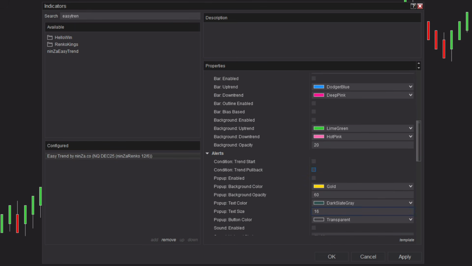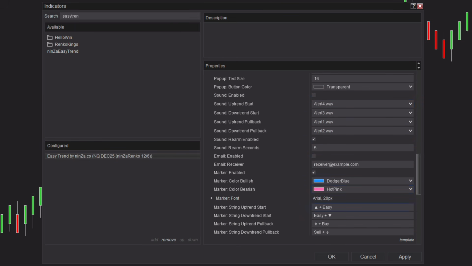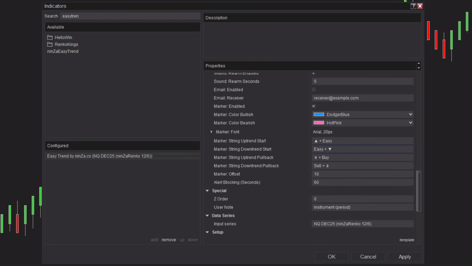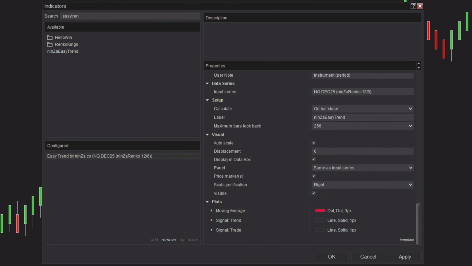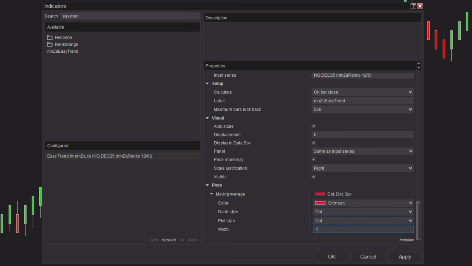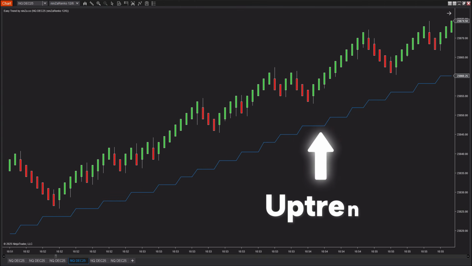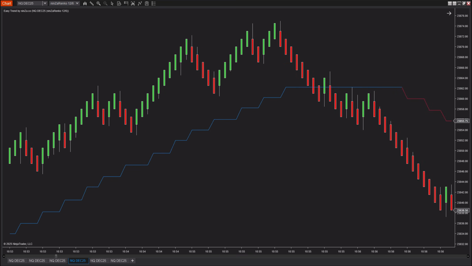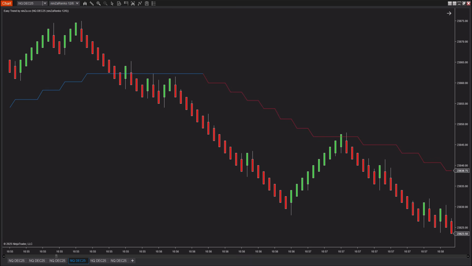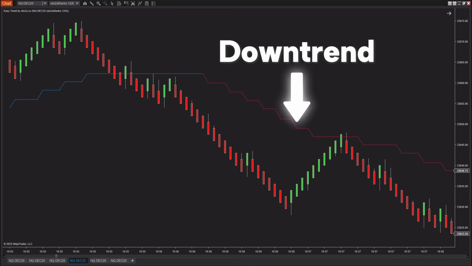Next, we'll turn off the trend and pullback signals from the indicator. Since in this strategy we only need to see the overall trend, removing these extra details keeps the chart simple and much easier to read. And finally, I'll make a few adjustments to the thickness and style of the trend plot. And that's it. We finished setting up Easy Trend. Pretty simple, right? When the market is in an uptrend, the plot line turns blue. And when a downtrend takes place, it switches to red. Clear and easy to follow, isn't it?